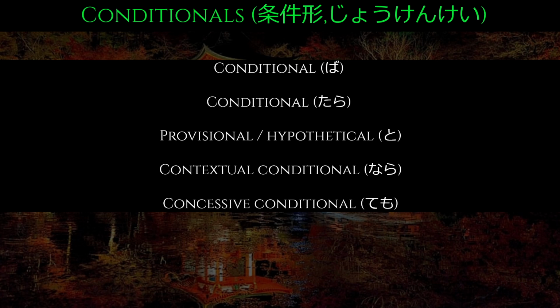First, the conditional ba. This is a verb form. Then the conditional tara, which is also a verb form. Yet, the next 3 are not really a verb form. First, we have the provisional or hypothetical, here we have the verb in plain dictionary form, jishokei or PL2, plus to. And then we have the contextual conditional, nara, and the concessive conditional, temo. But don't worry, we will go through all of those one by one.